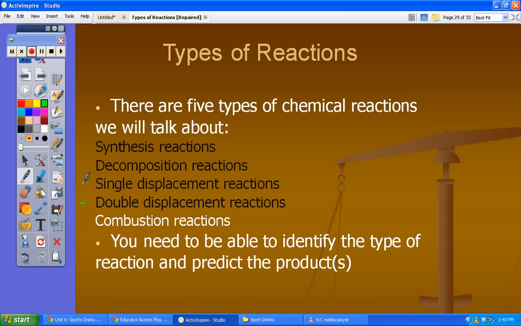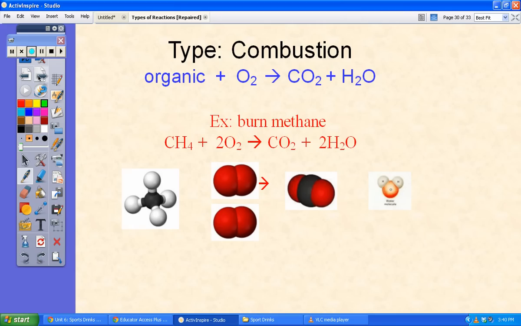Okay, so that's the 4 big ones. Combustion reactions are another one. This one doesn't take long at all. The biggest thing to remember with combustion reactions is that we always get these as products, carbon dioxide and water.